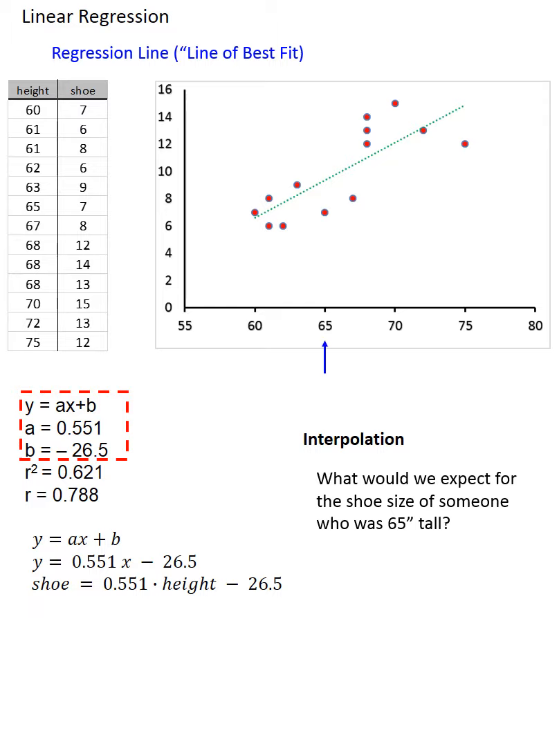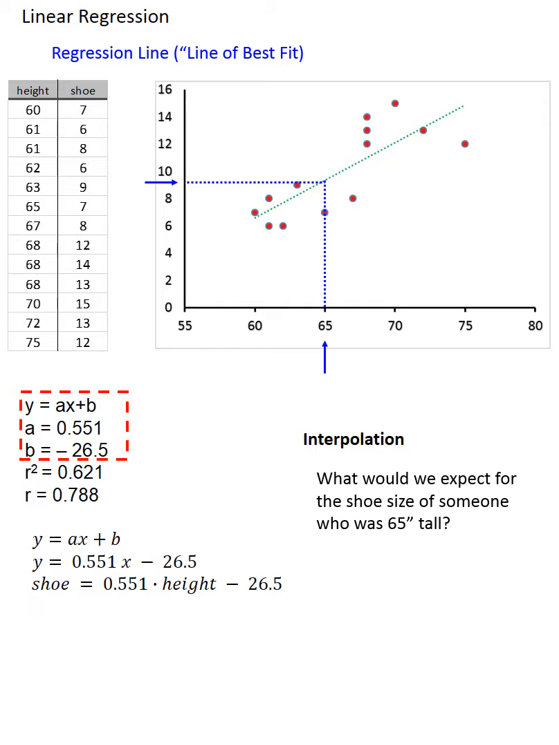Here's 65 inches. We could go up to the linear regression line and over, and it looks just on the appearance here that we would expect, on average, 65-inch tall people would have a shoe size averaging around 9. Now, you don't want to necessarily rely on a graph. It's often better sometimes to do the algebra.